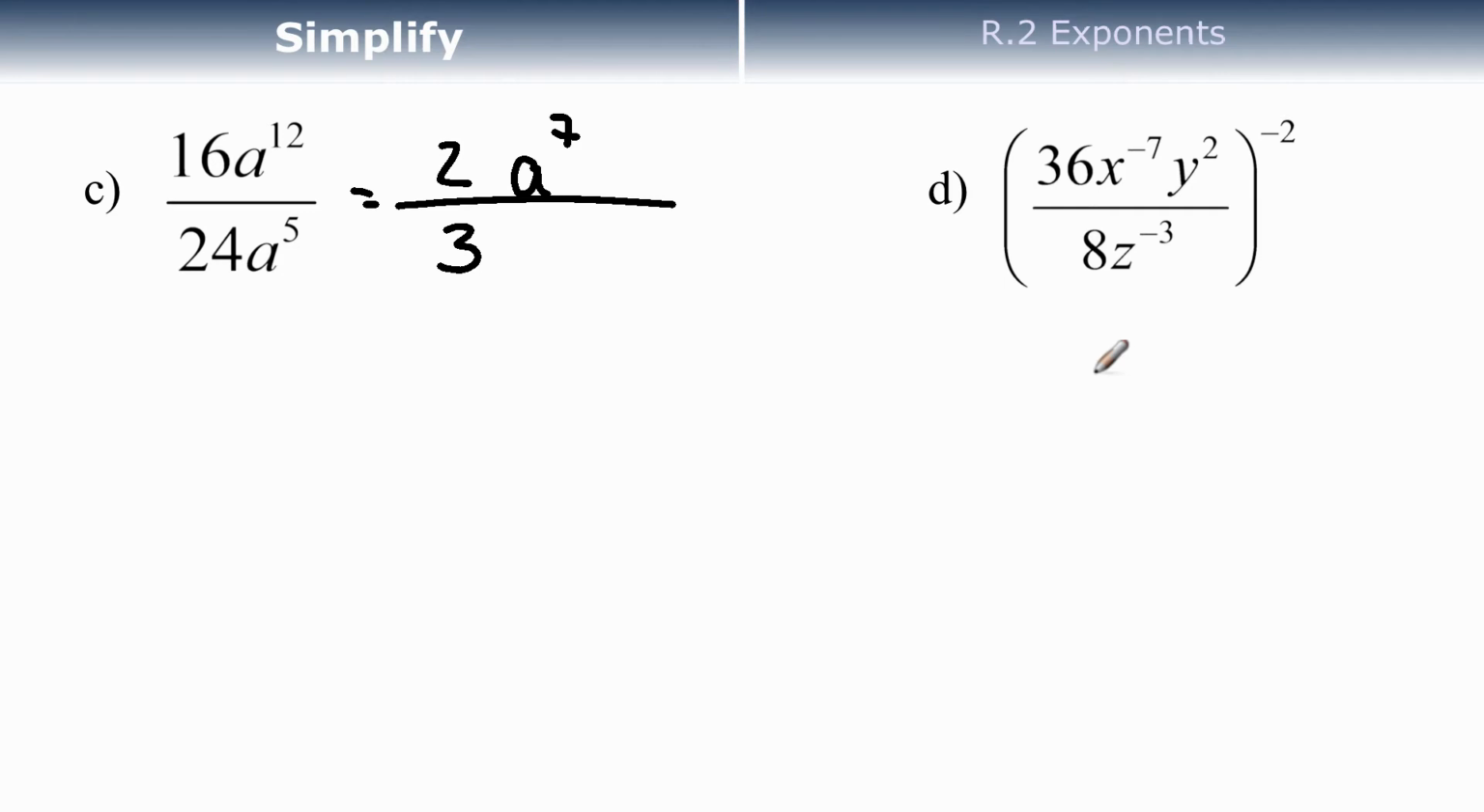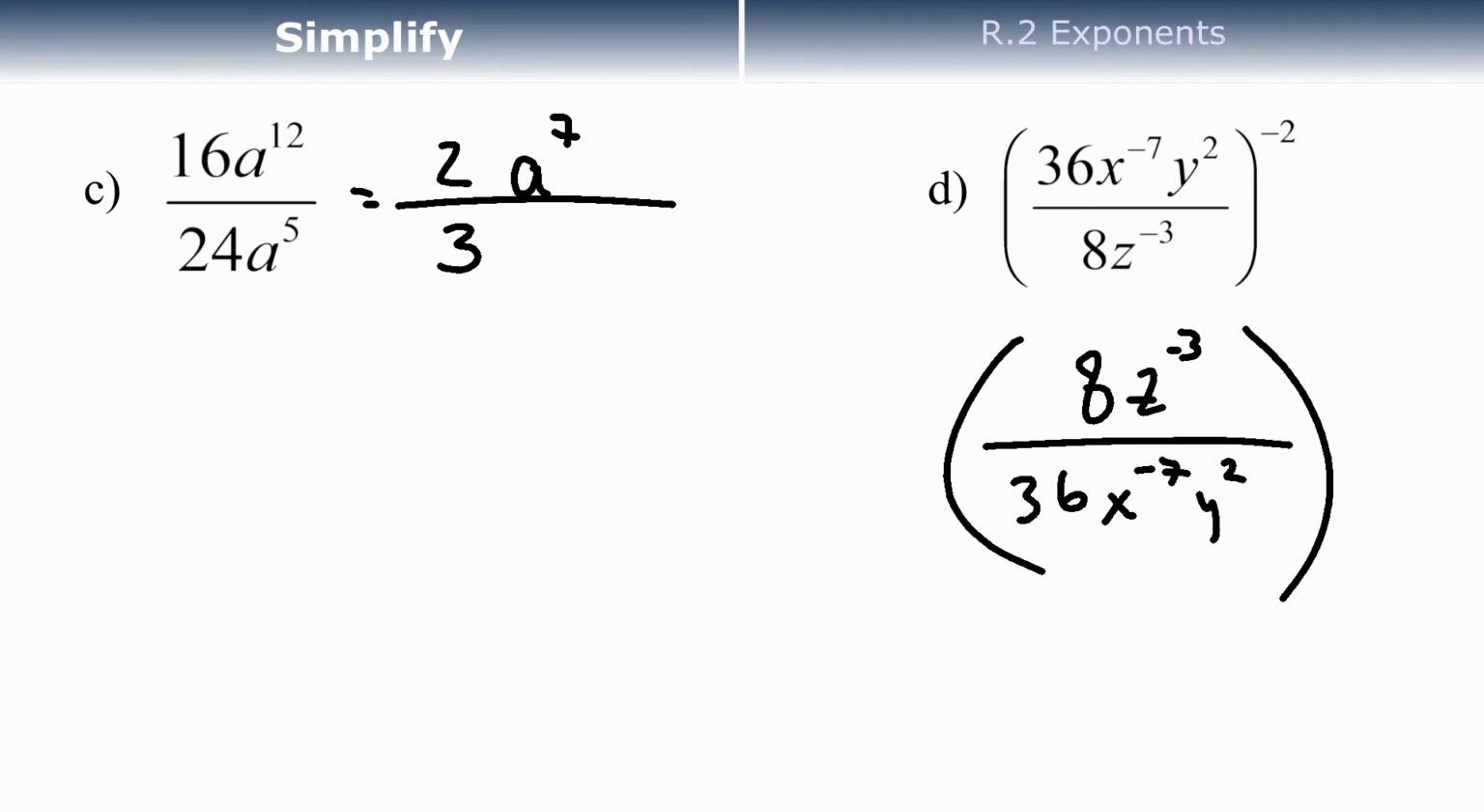So that's the first thing I'm going to do, is I'll write this as 8z. I might have to do more moving later, but I think this is the fastest way. Over 36x to the minus 7y squared, all to the, notice all I did is wrote everything on the bottom and the top flipped, but I kept the exact same thing, I just moved it to the top, and take this exact same thing, move it to the bottom. But now this is a positive 2.